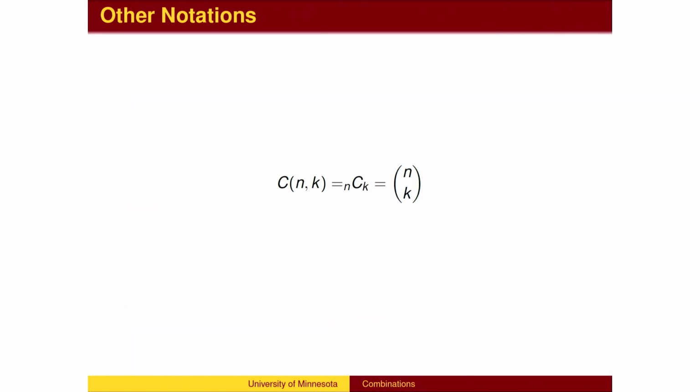Similar to permutations, there are several notations for combinations, substituting a C for combination in place of the P for permutation. The final notation is called the binomial coefficient. It places the n and k inside parentheses, stacked as if it were a fraction, except without the fraction bar. It is read n choose k.